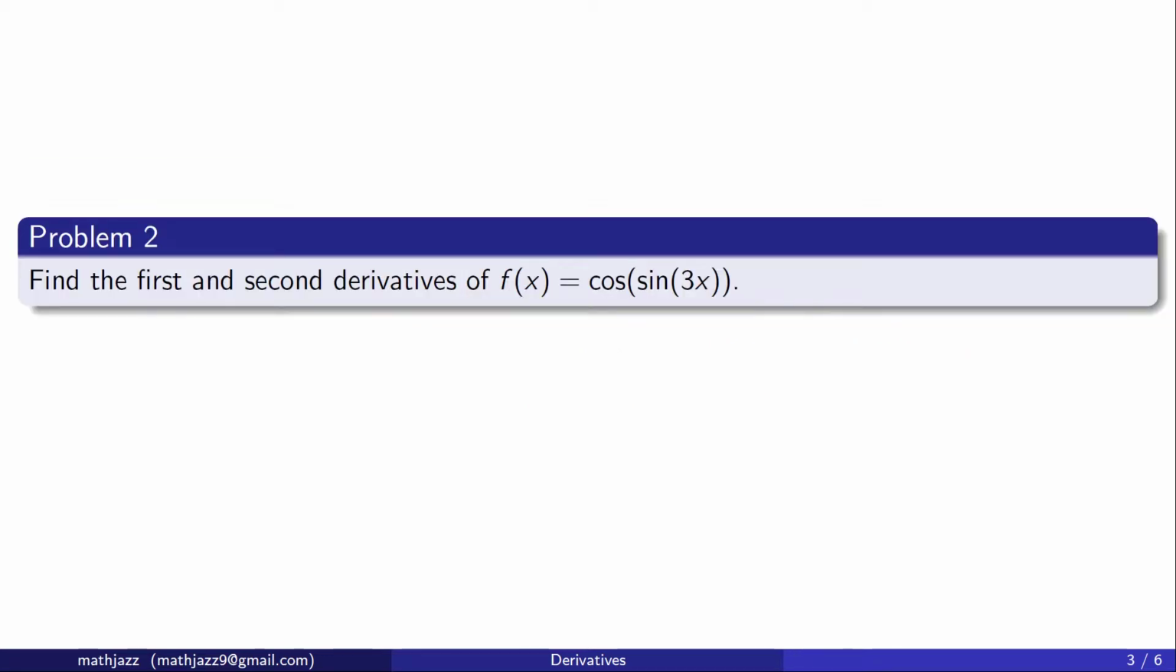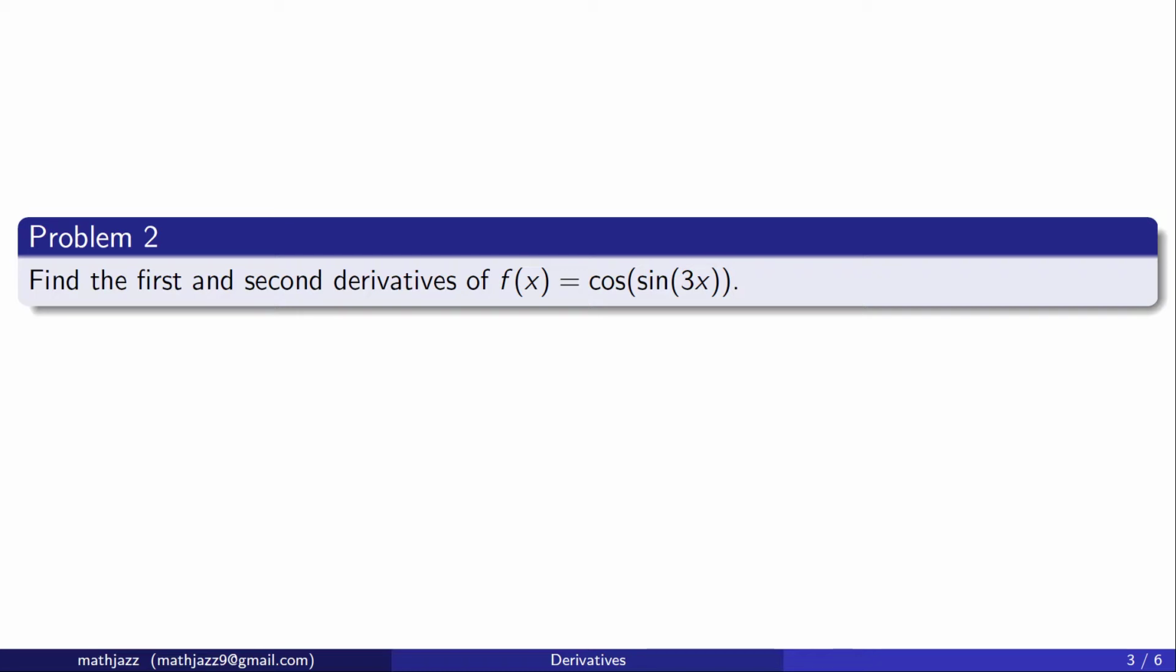Here's our second. Find the first and second derivatives of f of x equals cosine of sine of 3x. This is a three-link chain. Cosine's on the outside, sine's in the middle, and 3x is the furthest inside.